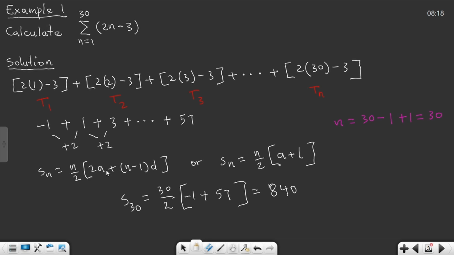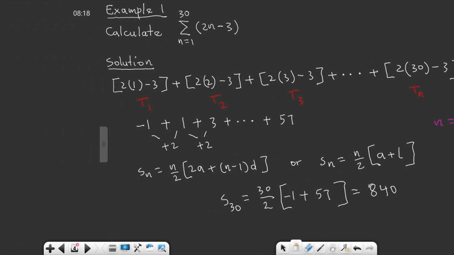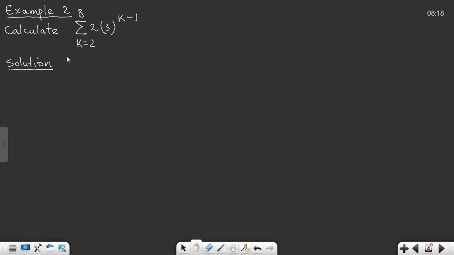Okay, let's move on to example number 2. Okay, this is example number 2. Now, we need to find the sum of this sigma notation. This is also a series. We can write it in a form of a series.